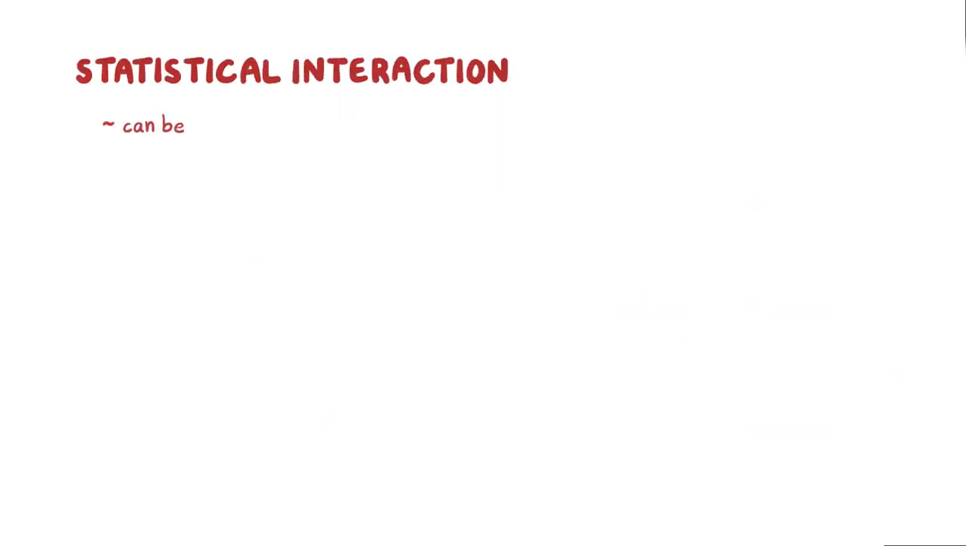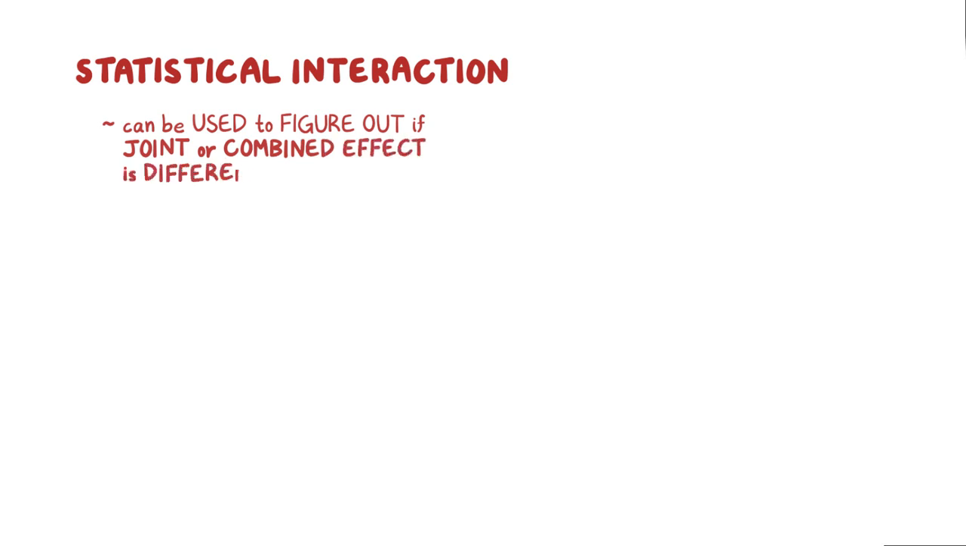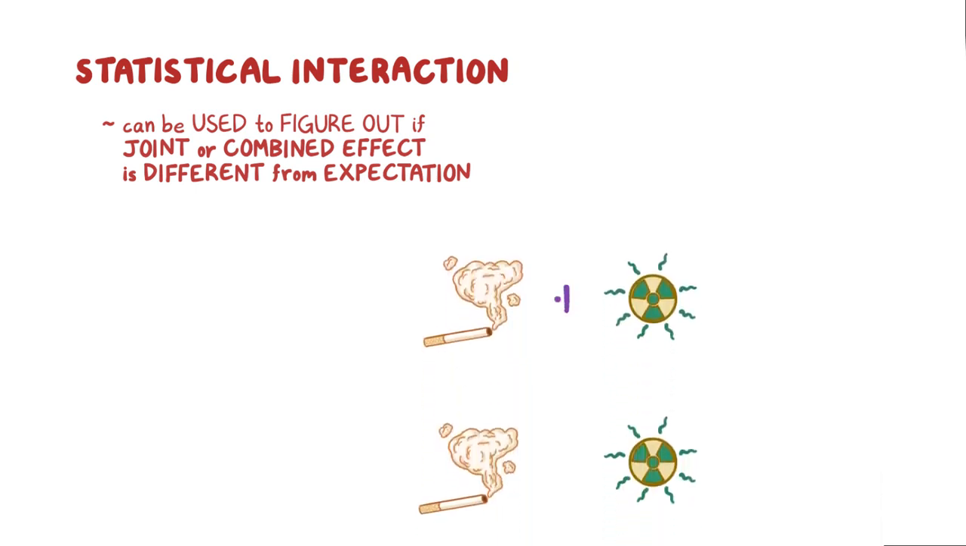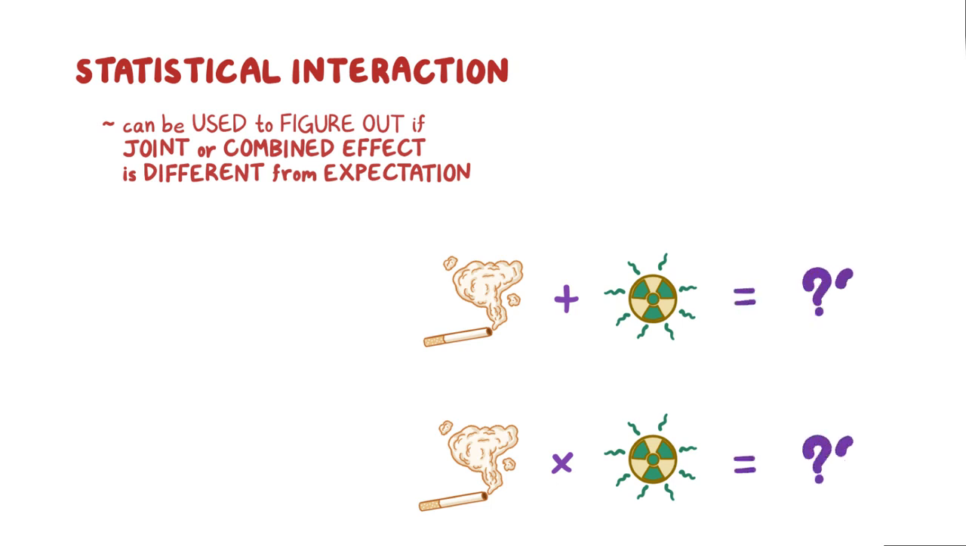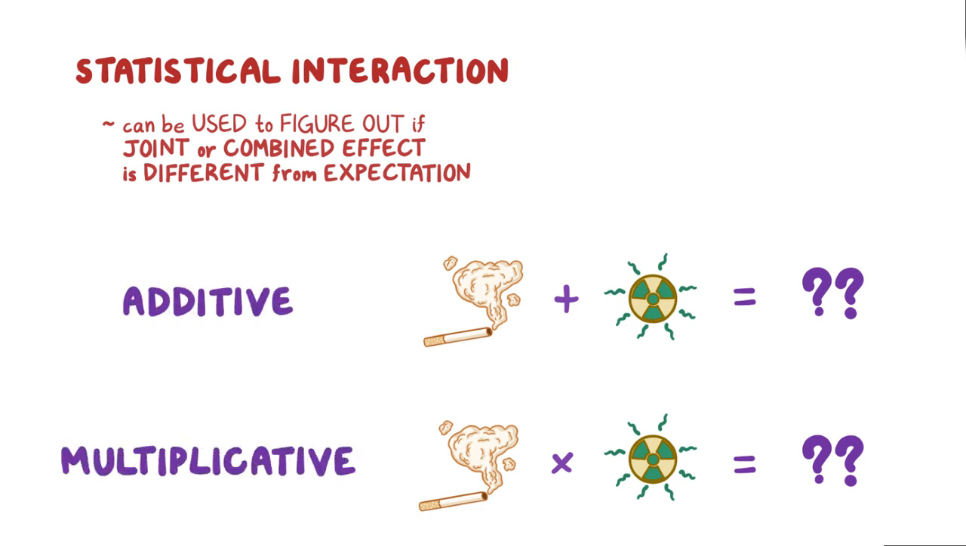Statistical interaction can be used to figure out if the joint or combined effect of the two exposures is different from what we expect them to be, based on their independent effects. In other words, if we add or multiply the effect of one exposure with the effect of the other exposure, will the joint effect match what we think it should? We can figure out the expected joint effect of two exposures in two ways. First, we can calculate it on either a multiplicative or additive scale.